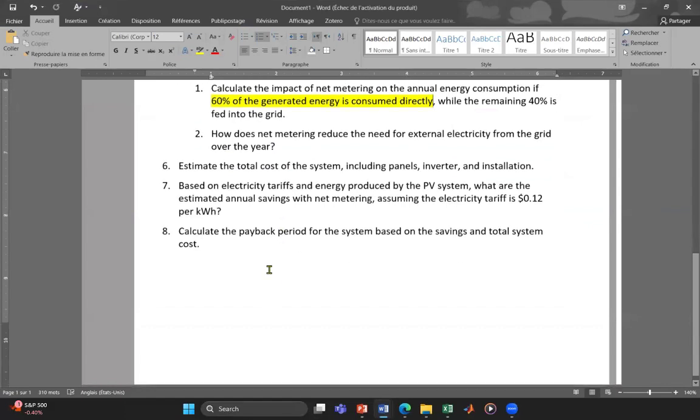The next question: based on the electricity tariffs and the energy produced by the PV system, what are the estimated annual savings with net metering? Assuming that this is the tariff per kilowatt hour, the price of 1 kilowatt hour is about $0.12.